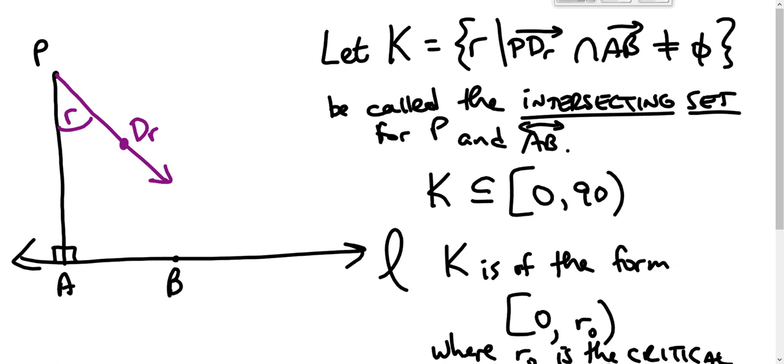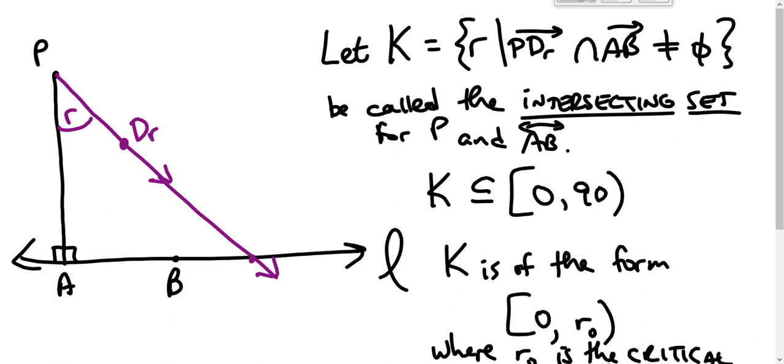Gonna draw, gonna erase. We're gonna pretend that R is in the set. If R is in the intersecting set, then the ray PD sub R intersects line L. Well, then clearly by betweenness, every angle whose measure is less than R is going to hit at some point between A and this point here. And if we choose a point on the other side of this purple dot as A, and we draw that ray, the ray from P to that point, then that will obviously be in the intersecting set. So there is a number T that's bigger than R that's in the intersecting set.